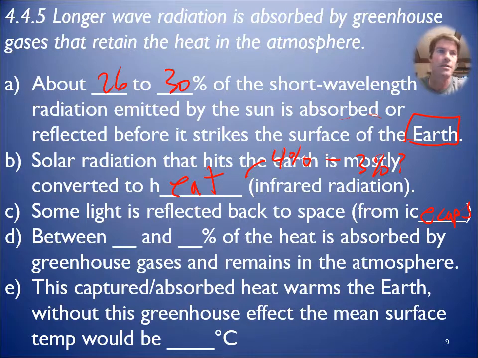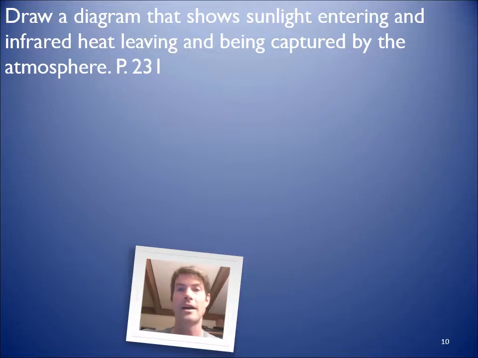And so if you look back at that diagram, about 70 to 80% of this energy absorbed by greenhouse gases remains in our atmosphere to further heat up. But without this greenhouse effect, we'd be negative 18 degrees on average, which is pretty cold. We want to stay well above that.